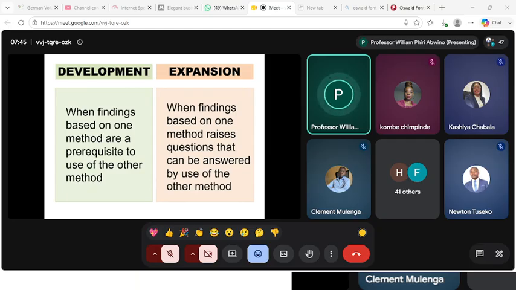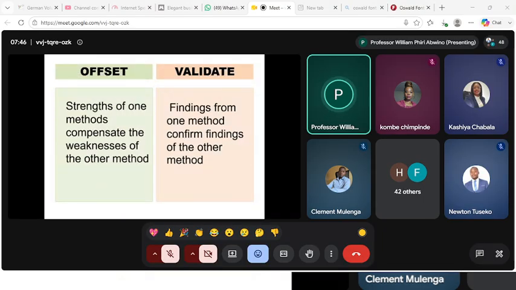It's very common in quantitative studies where you have your baseline study and then you come and replicate. Another person can come and use your findings to address some of the issues that could have arisen from that particular study. So that is actually expansion, colleagues.